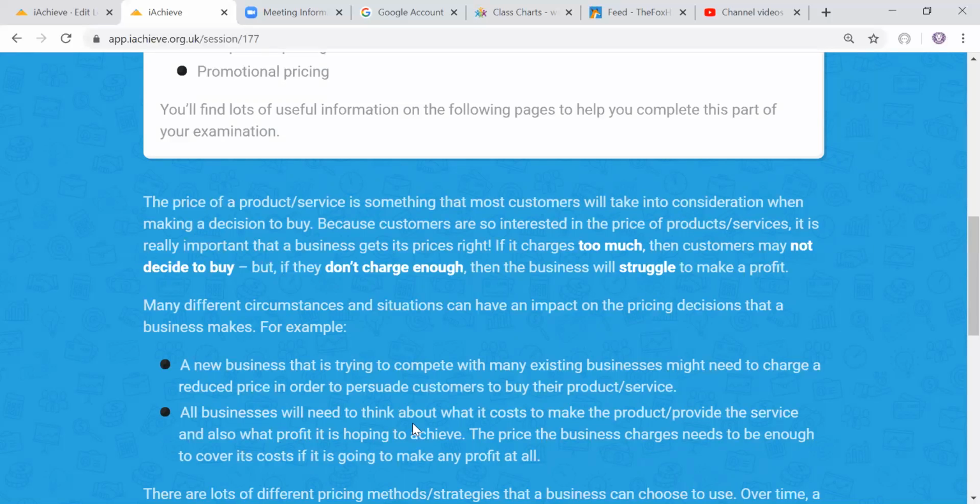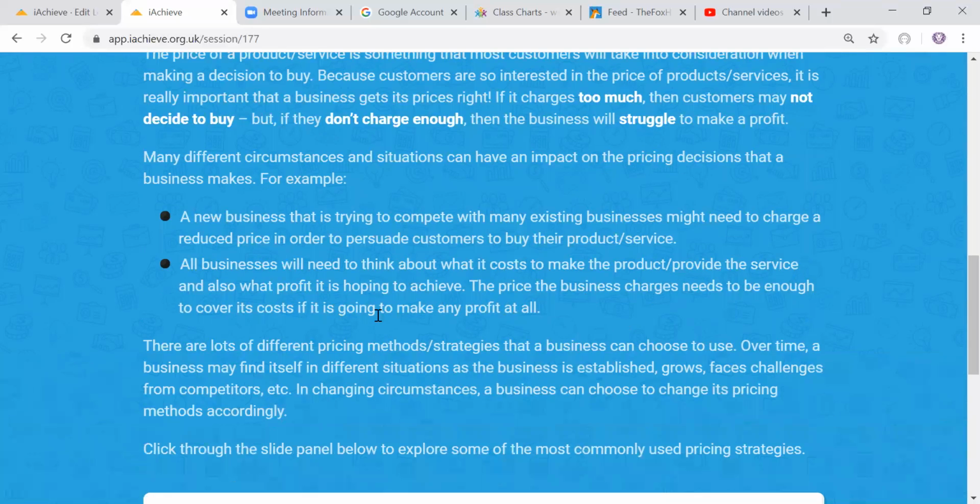Also, businesses need to think about what it costs to make the product and to provide the service, and also what profit it is hoping to achieve. The price that the business charges needs to be enough to cover its costs if it's going to make any profit at all. So there are lots of different pricing methods and strategies, and we'll look at some of those that a business can choose to use.